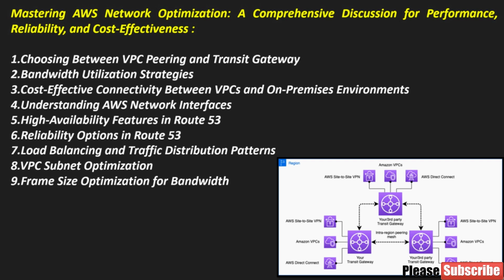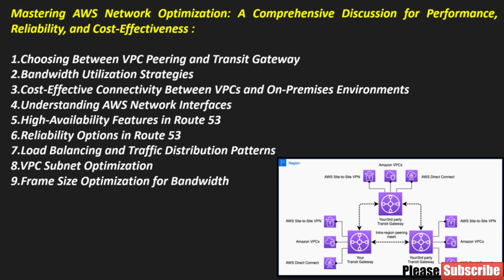Sixth point is the reliability options in Route 53. Route 53 offers several options to enhance the reliability of your DNS infrastructure. And we need to cover some of the features like global anycast routing, alias records, and DNS failover. It provides you with the tools to build a robust and resilient domain name system.